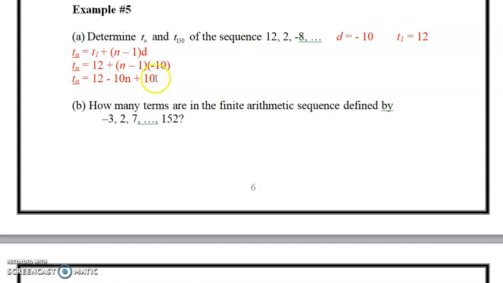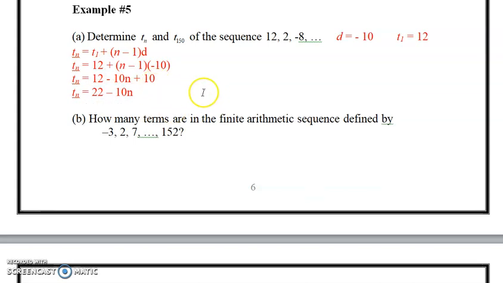All right? And then we just add our like terms. So we get Tn is equal to 22, that's the 10 plus 12, and subtract 10n. And there's your general term. So the formula for the general term, again, this is fine here, but the simplified version is Tn equals 22 minus 10n. Okay?